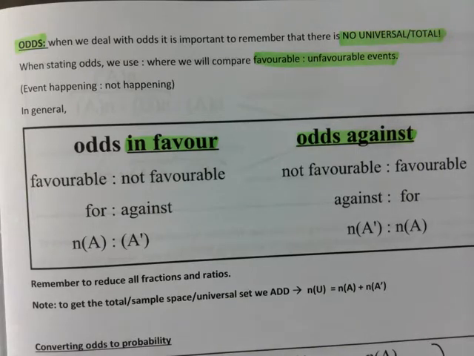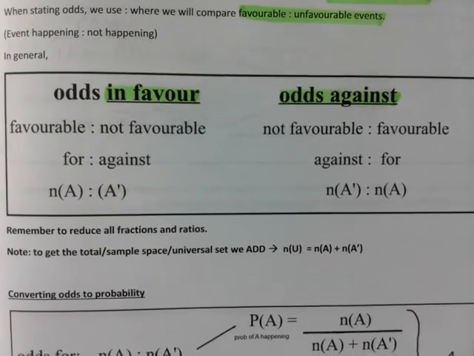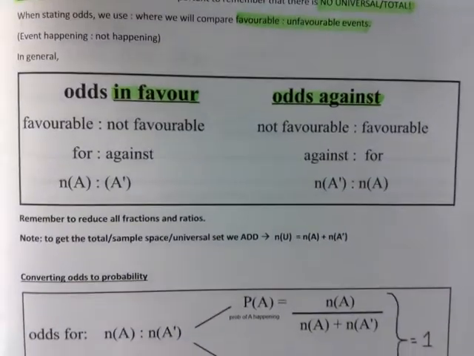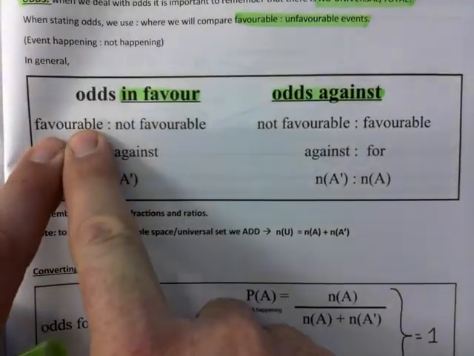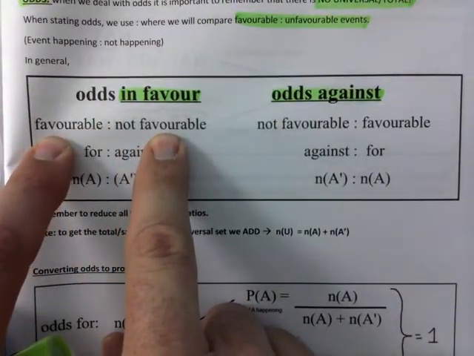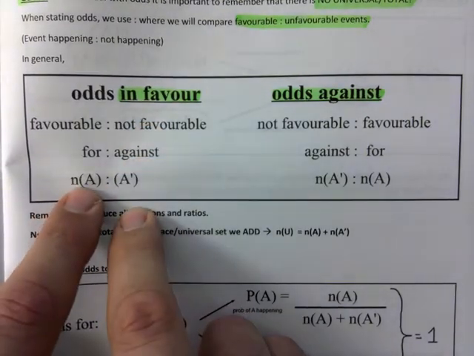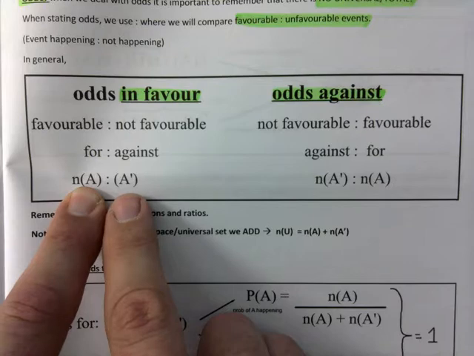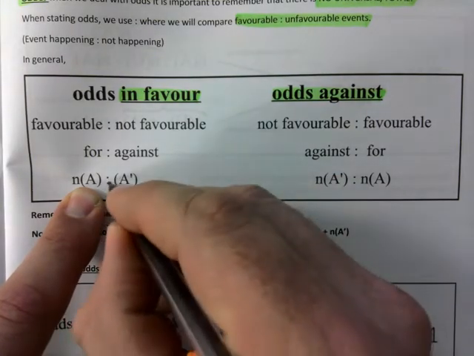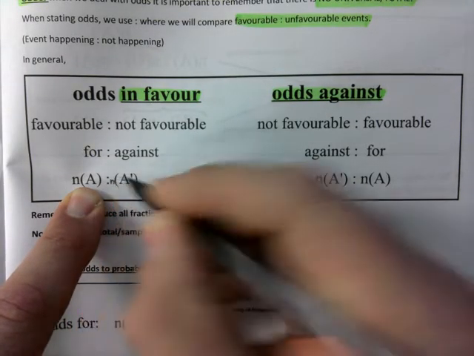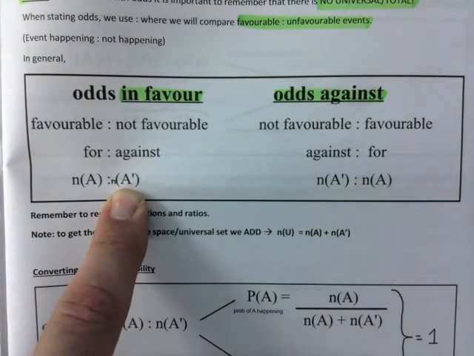Watch out for words like this. That's why I give you various different forms, like favorable, not favorable, or you can say for, against, or you can say number of outcomes where it does happen and it doesn't happen. And not happening, okay? The number of outcomes where it does not happen.